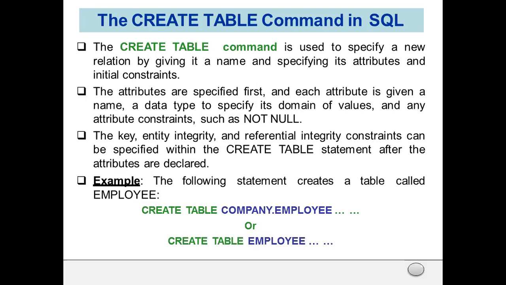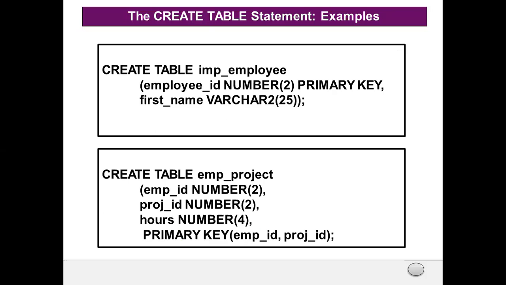Here create table is the command and company.employee is the name of the table. You can also write directly employee. So employee is the name of the table. Next is a brief example of a create table command where we have created a table named IMP employee, where we have an employee ID with data type number of 2, which is the primary key, then the first name, which is of type varchar of size 25. Similarly, we have the next example also.